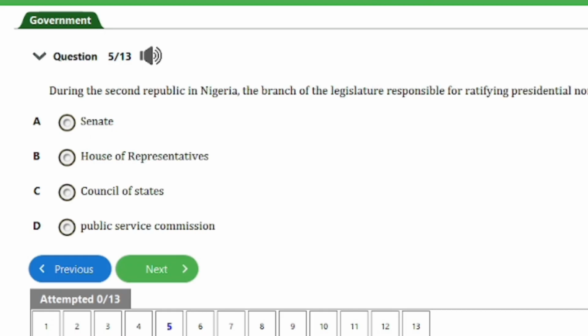So guys, the next question we have here is question number 5. It says, during the Second Republic in Nigeria, the branch of the legislature responsible for ratifying presidential nominees for appointment was the A. Senate, B. House of Representatives, C. Council of States, D. Public Service Commission. So guys, the answer to this question is option A. That's the Senate. And that's it for this question. So let's head on to the next question, guys.